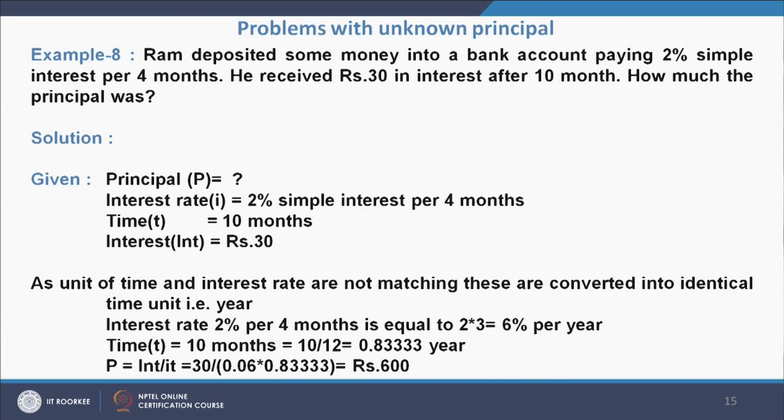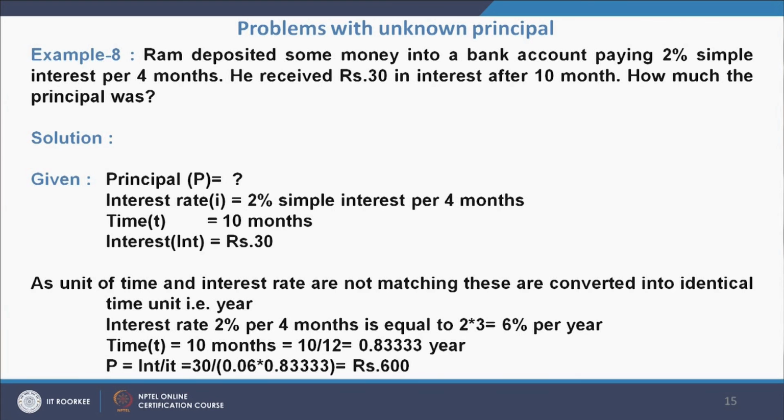As the unit of time and interest rates are not matching, these are converted into an identical time unit, that is into years. Interest rate is 2% per 4 months, which is equal to 2 into 3, because in a year there will be 12 months. So, in 4 months it is 2%, so in a year it will be 2 into 3, which is 6% per year. Time t is equal to 10 months, so it is converted into years again, 10 divided by 12, which is 0.8333 years.